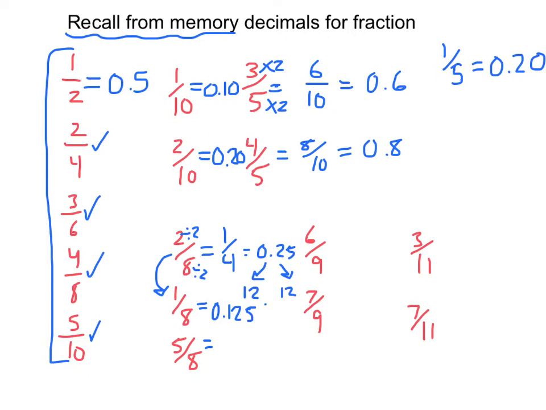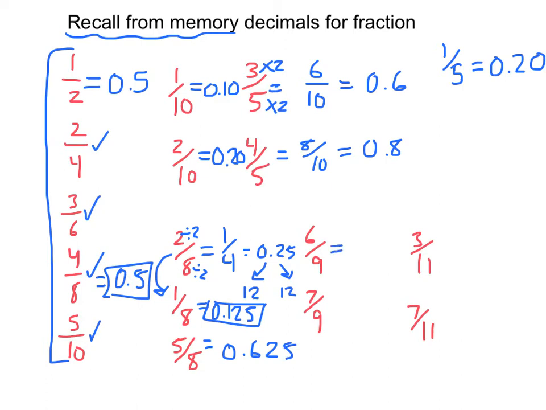So 5/8 is one more eighth than 4/8. 4/8 is 50 cents. So if I add 50 cents plus 12.5 cents, I would have 0.625. So hopefully you can remember some of these. Eighths is a hard one.